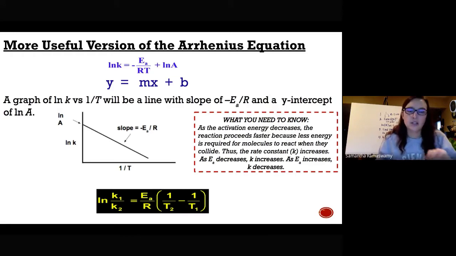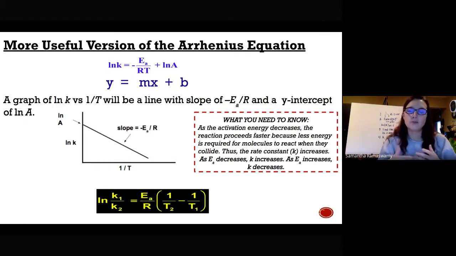Now, again, do you have to do calculations with this? No. But on the slide, here's what you need to know, so I would recommend writing this down in your notes. As the activation energy decreases, meaning you have a smaller and smaller energy barrier, the reaction will proceed faster because less energy is required for molecules to react, and the rate constant increases.